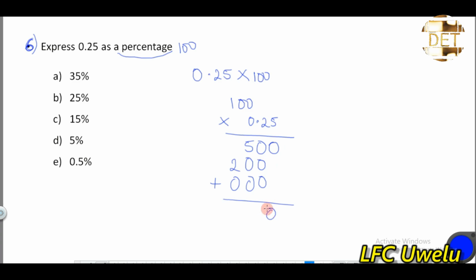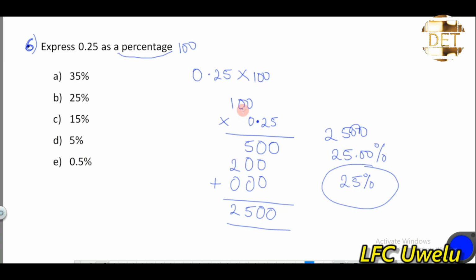0 plus nothing is 0. 0 plus 0 plus 0 is 0. 5 plus 0 plus 0 is 5. 2 plus 0 is 2. So I have 2500. But remember that the number is in 2 decimal places. 1, 2, right? And then you have your decimal point here. So I will count from here: 1, 2. So I'm going to put my decimal point here. So this will be 25.00%, right? In other words, 25.00% is the same thing as 25%. So this is my answer to this question.